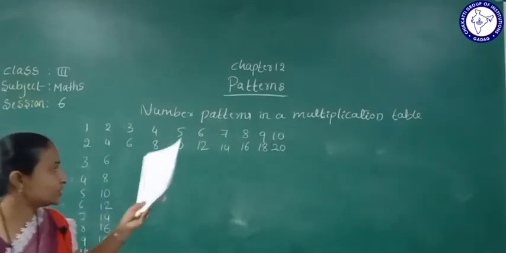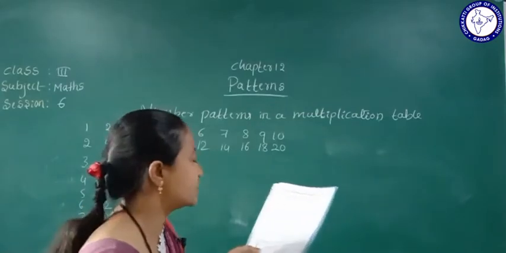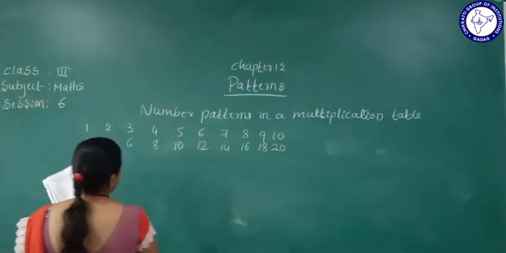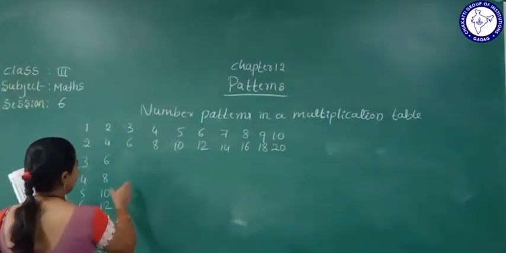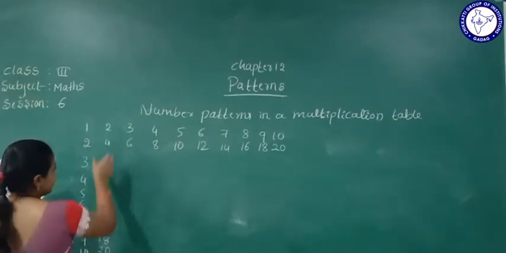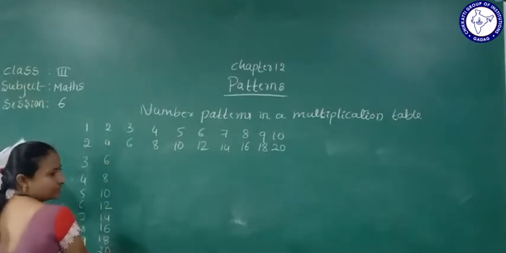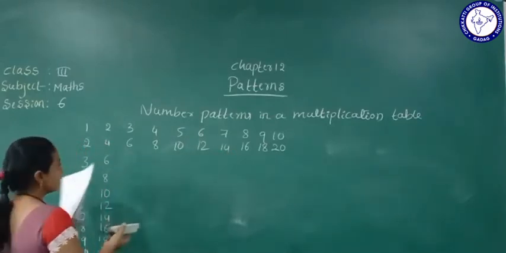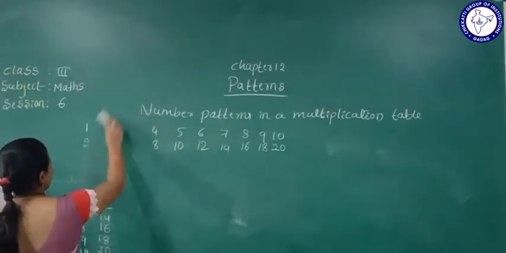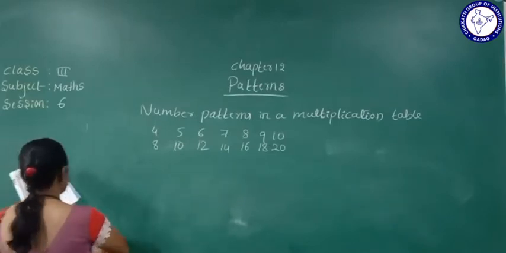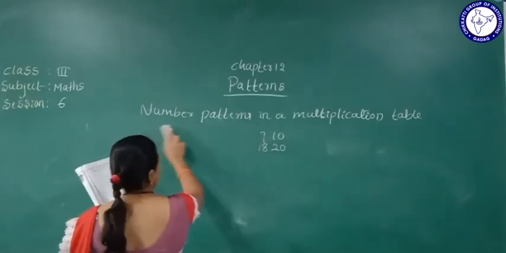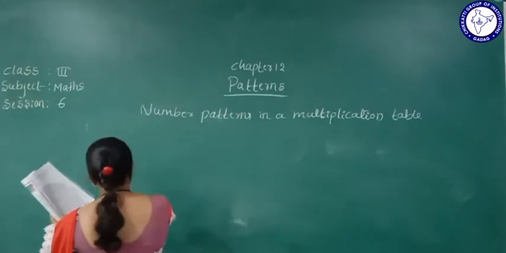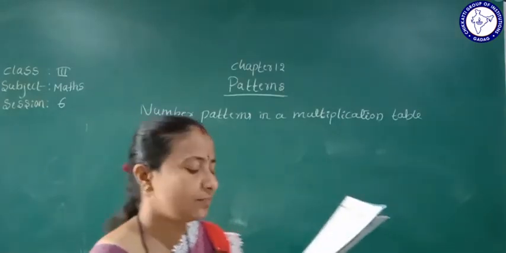So when you complete this table chart, you can find all these things. From the vertical section we can see the tables, and in the rows also we can see the tables. All these things we will see in the exercise, that is exercise 12.5.